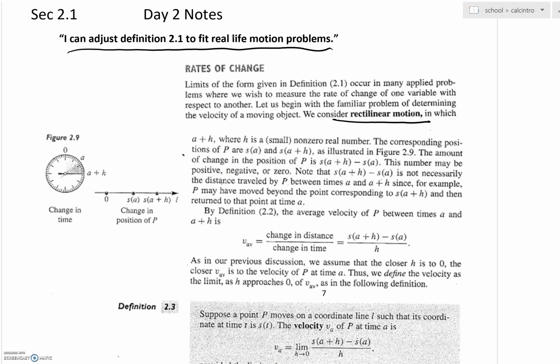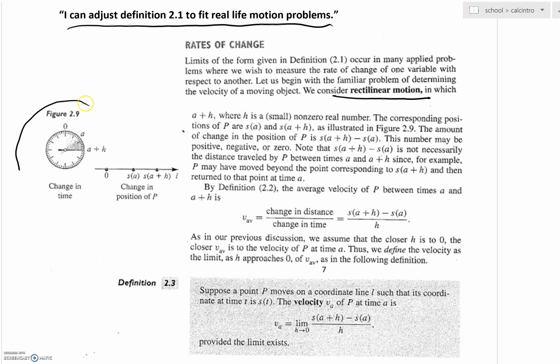So here is what's happening. We're going to have a position function S. Okay, S is your position function. And notice that you're going to have time. Your time right here is super, super important. You're going to have a starting time at A, and then you're going to move H units beyond that. So this is like our second definition that we can see. That's your change in time from A to A plus H. You can see it's really just an H.